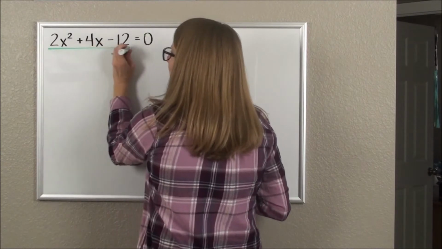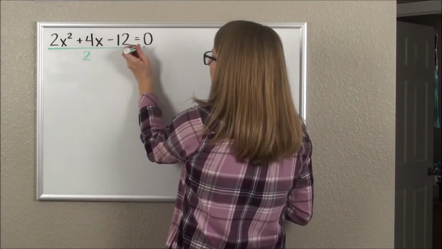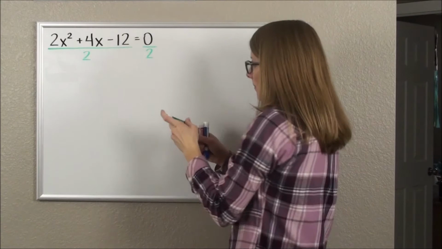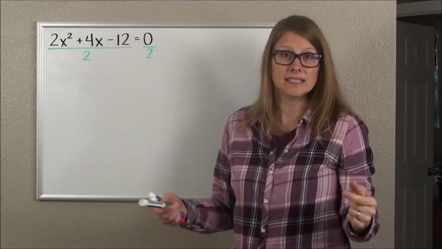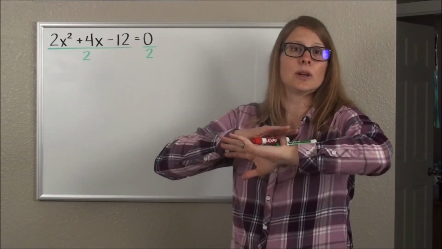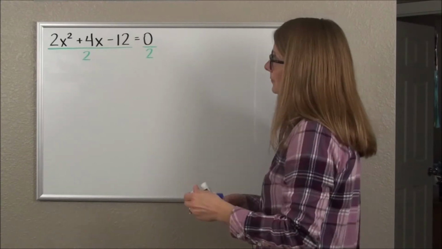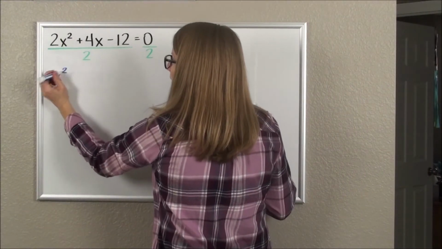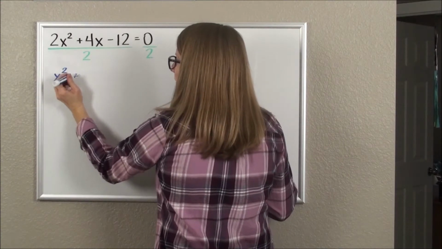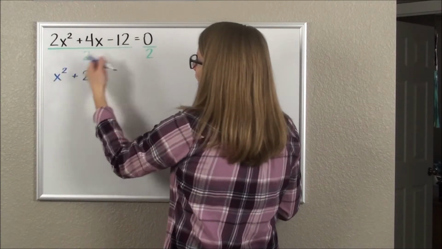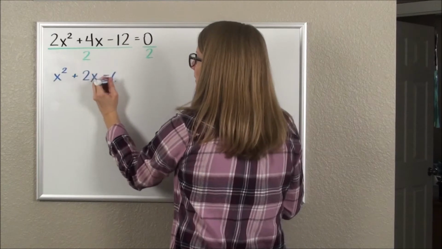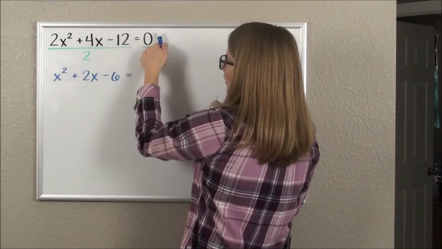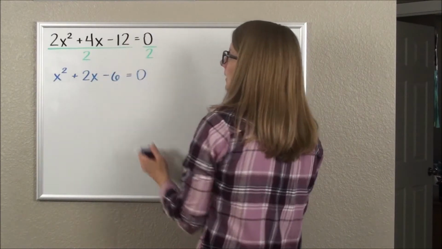So let's divide the left side by 2. Let's divide the right side by 2. And remember that it's not about who's convenient to divide by 2. I've got to do every term divided by 2. So 2x squared divided by 2 is x squared. 4x divided by 2 is 2x. -12 divided by 2 is -6. And on the right side, 0 divided by 2 is 0.